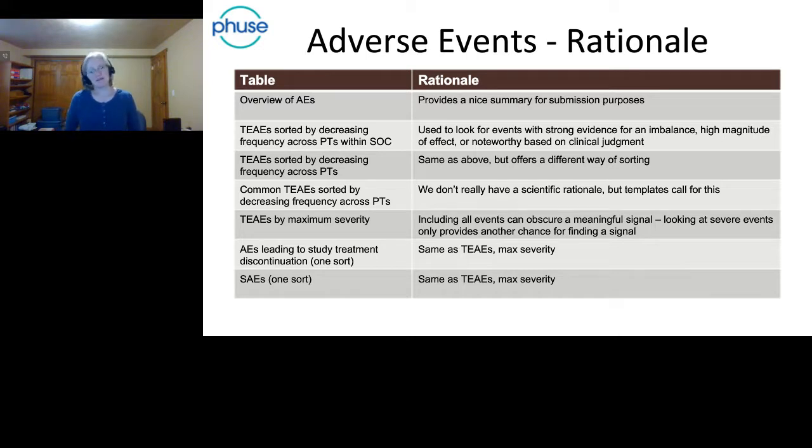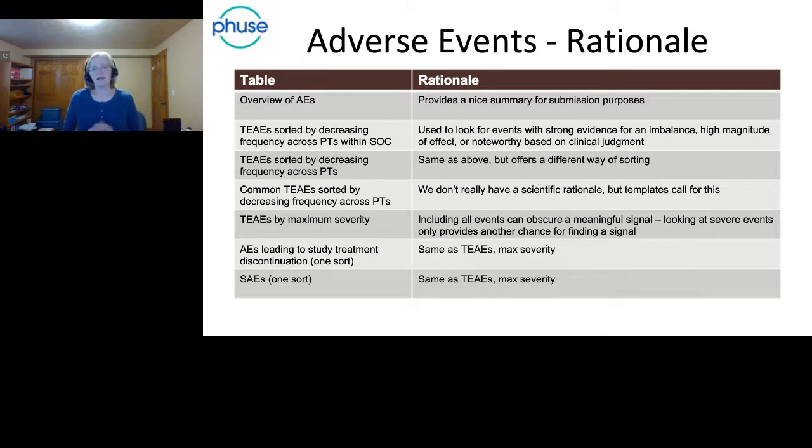So TEAEs by max severity. This one is interesting because I do not think everyone appreciates the rationale for why that is there. And this is covered very well in the FDA clinical review template, the 2010 template.